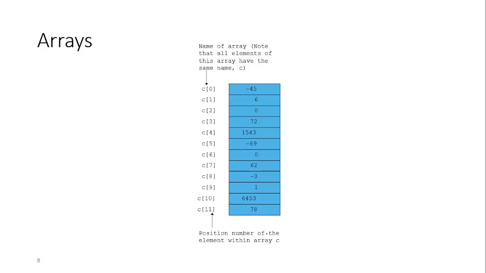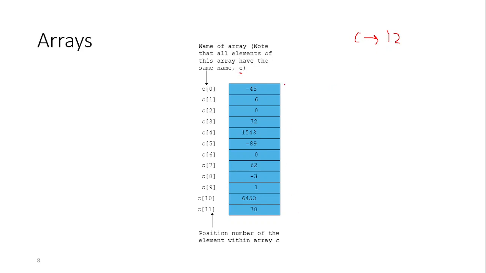This is basically an illustration of how an integer array, for example C, has 12 elements. C is an array, and it has 12 elements. This is how it's going to look inside the RAM.